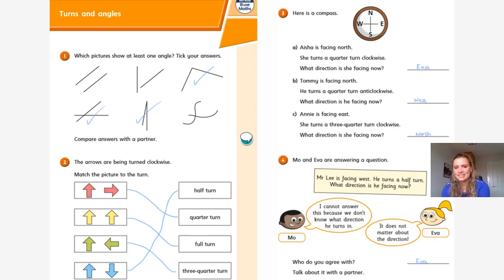This time Annie is facing east. She turns 3/4 turn clockwise, so put your finger on east, move 3/4 clockwise, so it should go on to the south, to the west and back up to the north, and that would be 3/4.